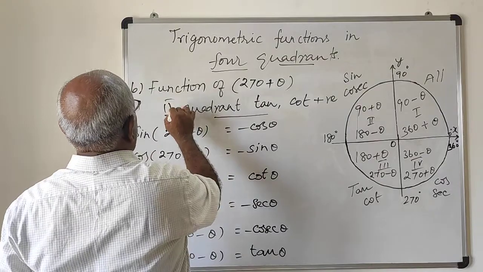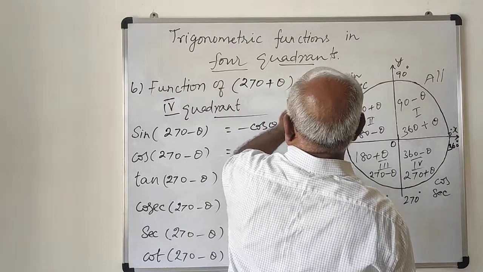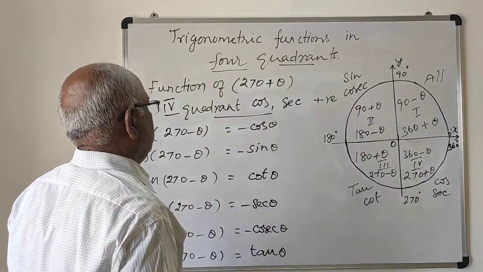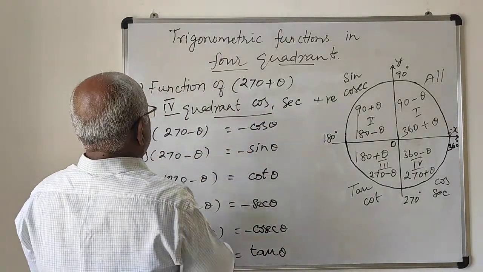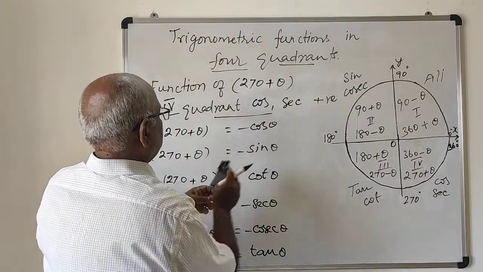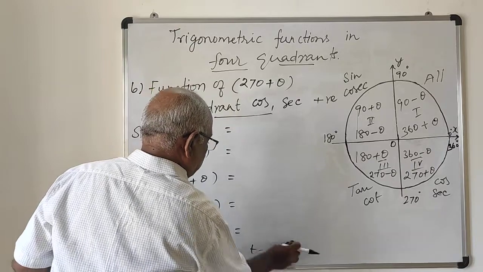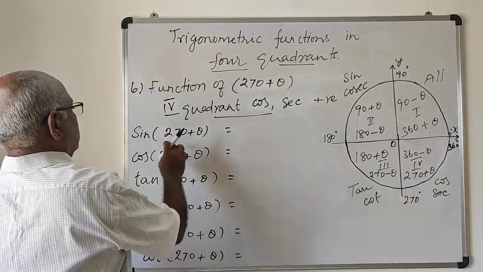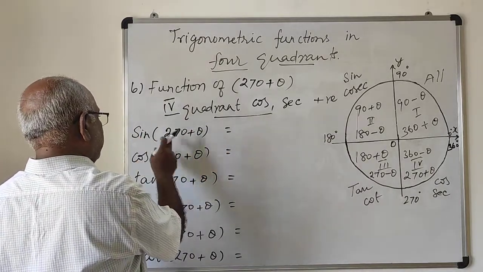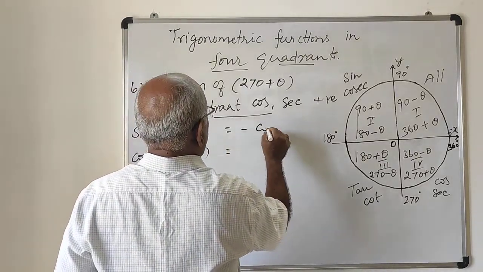270 plus theta is in the fourth quadrant. In the fourth quadrant, cos and its reciprocal secant are positive. So this is 270 plus theta. Sin 270 plus theta: fourth quadrant, sin negative. 270 changes the ratio into its complement. Sin's complement is cos. Therefore, minus cos theta.